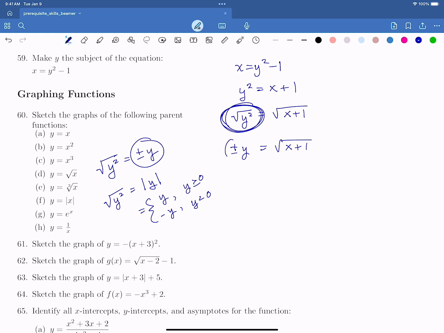Now we can move the plus or minus to the other side. Plus or minus means we're multiplying by plus or minus 1. So we can divide both sides by plus or minus 1, and it just puts the plus or minus on the other side. Plus or minus the square root of x plus 1. And now y is the subject of that equation.